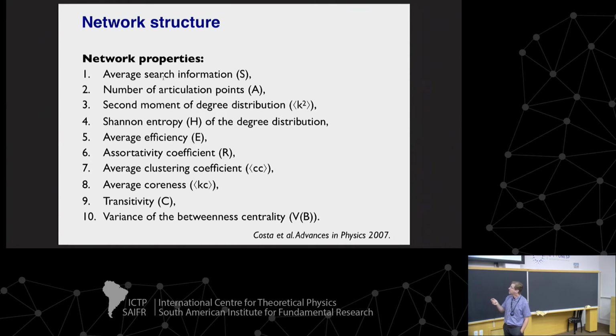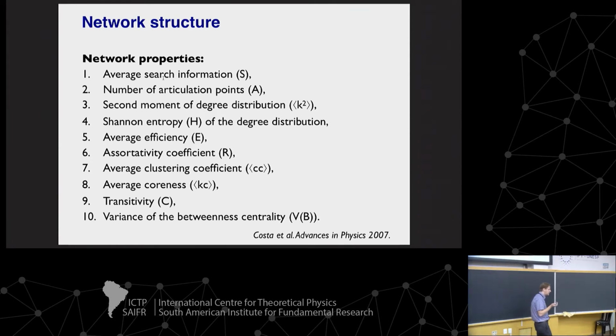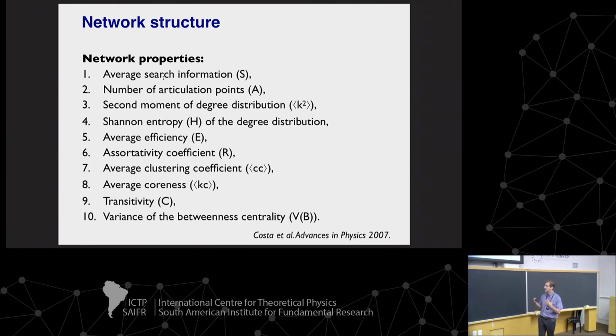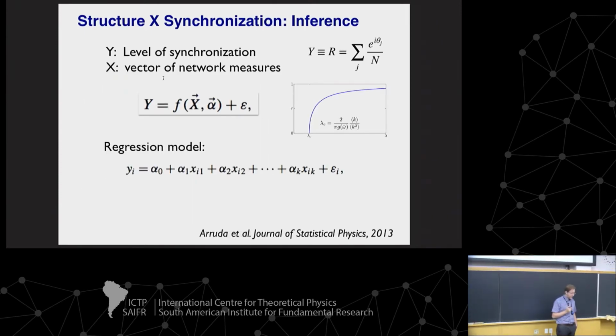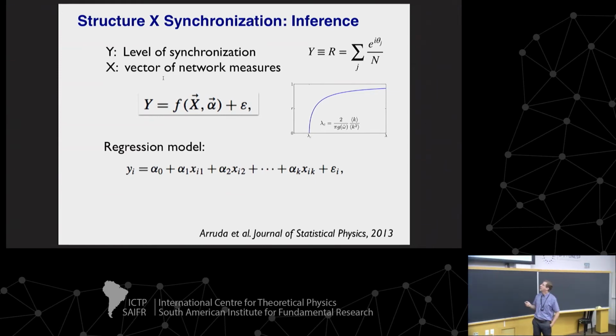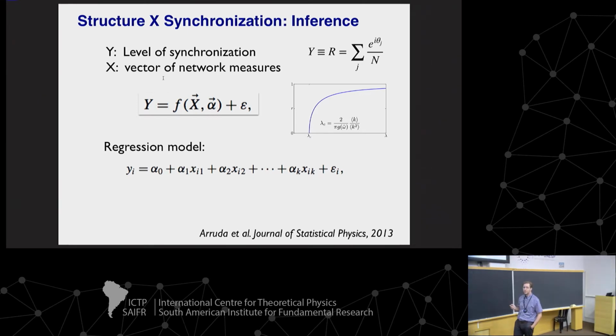We considered, for instance, several measures to describe network structure, like average search information, which is related to navigation. The number of articulation points is related to the resilience of the network, and the second moment of the degree distribution. So I have several different measures to describe the network structure. Then, in the case of inference, we assume that our dynamical process, for instance the order parameter in the Kuramoto model, is a function of the structure of the network. So you have, for instance, a regression model.